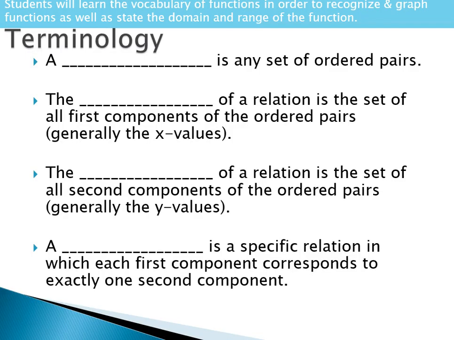So the first thing we need to do is some vocabulary. Terminology-wise, a blank is a set of any ordered pairs. And the answer to that is a relation. A relation is a set of ordered pairs. So anytime you have a set of ordered pairs, that's called a relation.